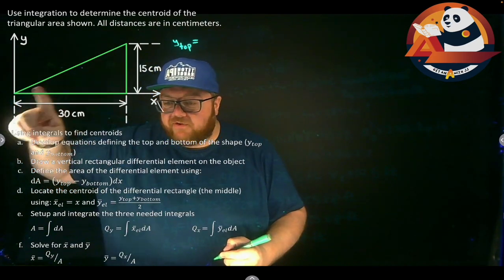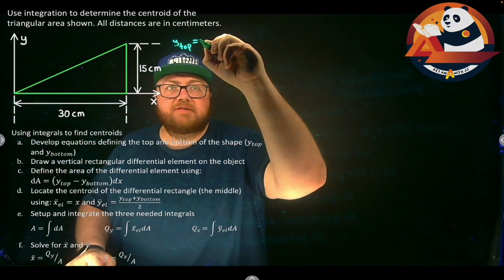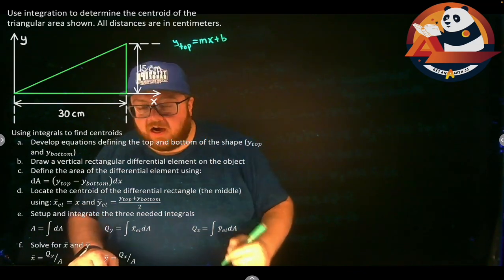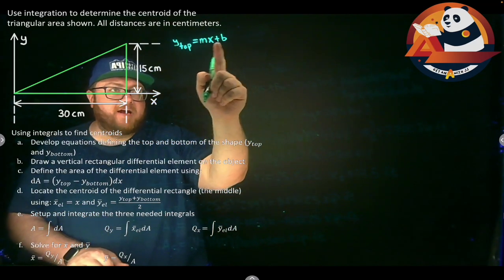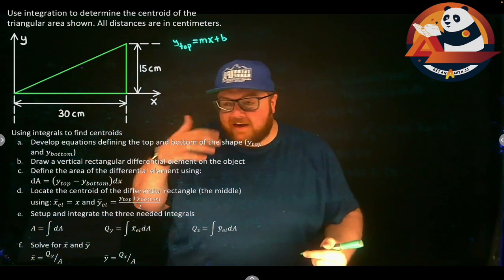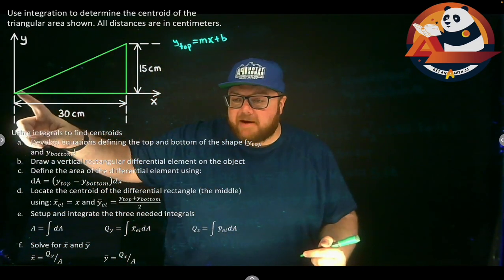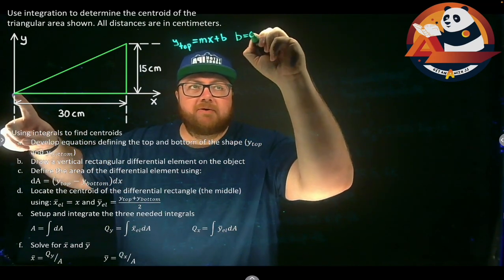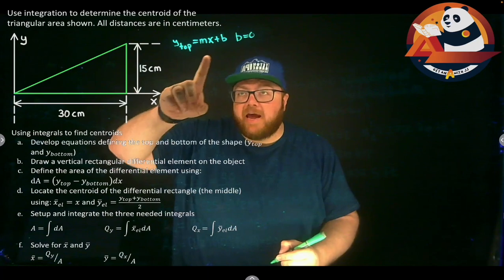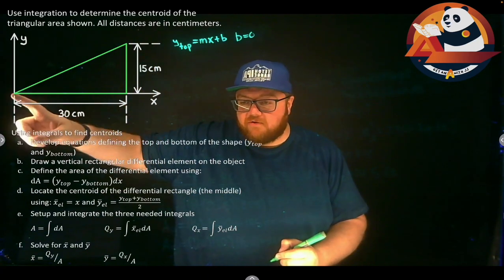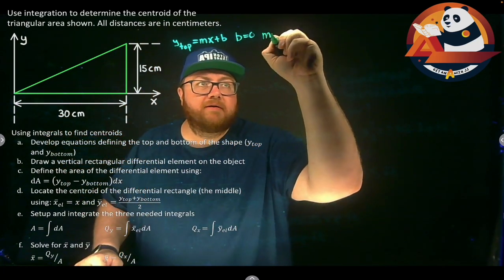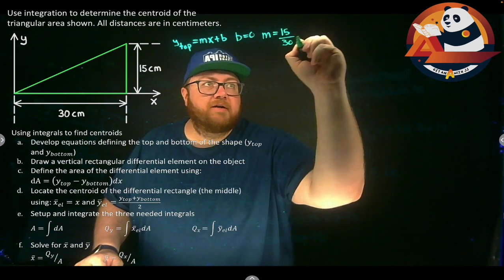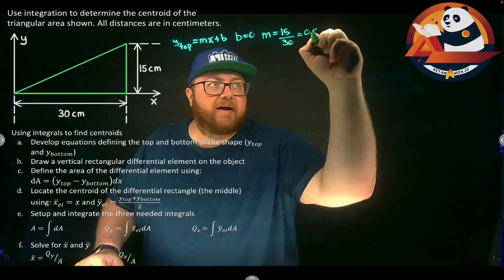I know the equation for a straight line is y equals mx plus b. So I just need to figure out what these two variables, m and b, are for this line, and I can get that set up. B is our intercept. I'm hitting right here at the origin, so I know that b should be equal to 0. M is the slope, our rise over run. M would be 15 divided by 30, or that is 0.5.